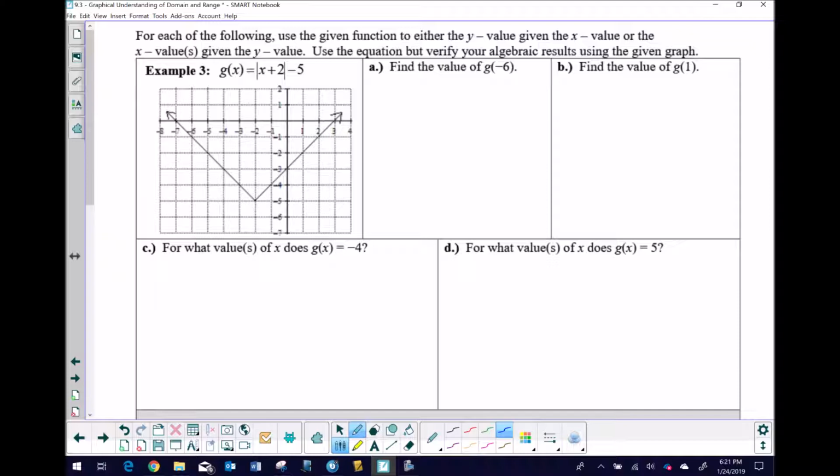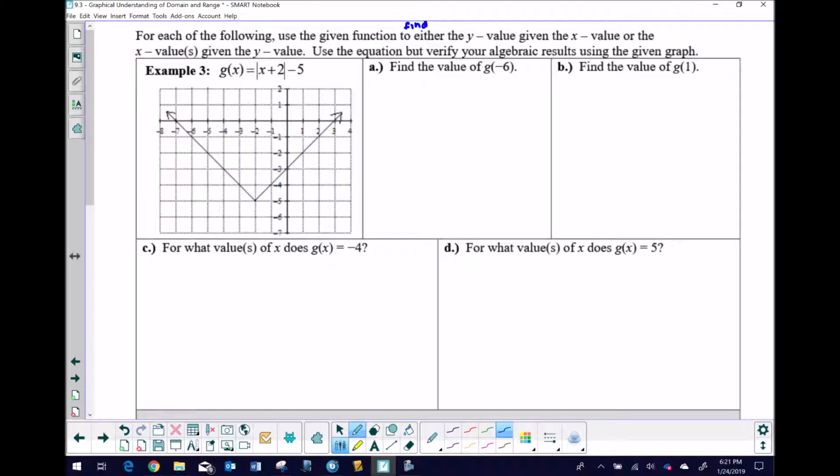If we read this, it says, for each of the following, use the given function, and there is a word missing here, to find either the y value given the x value or the x values given the y value. So we're going to use this equation, but we want to verify our algebraic results by looking at the graph that's given. So we've got a sound sketch of this graph.